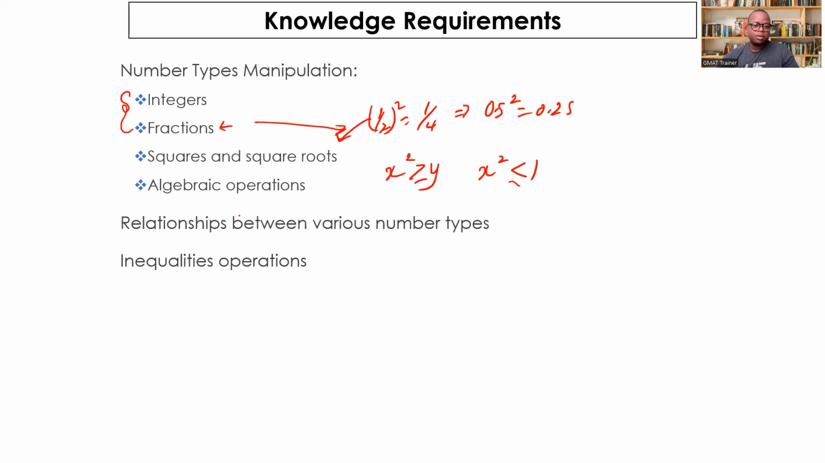Last but not least, once you know all those properties, what you add when it comes to inequalities is the operations part. You need to know as much as is required about inequality operations. For instance, -x is less than 5. If you divide both sides by -1, the inequality sign will change.